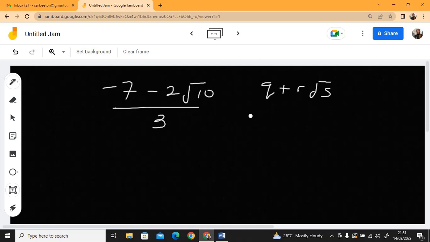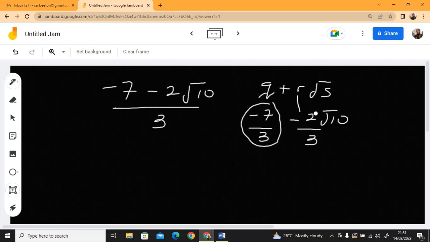Now you can write this as minus 7 over 3 minus 2 root 10 over 3. So this is what it means. This is your final answer. It means my q is this one, minus 7 over 3. This is my r, minus 2 over 3. And with root 10, this is my s.